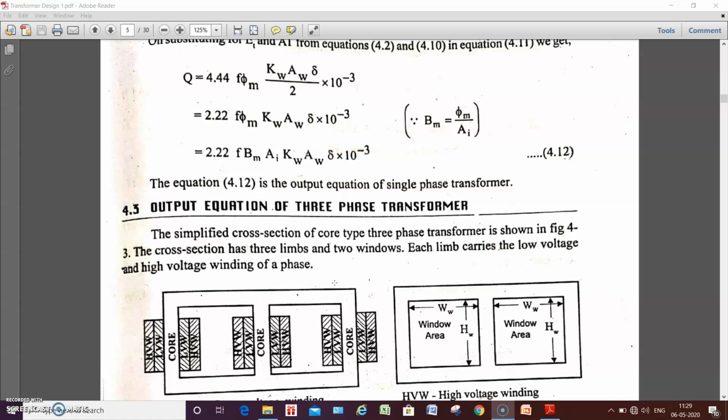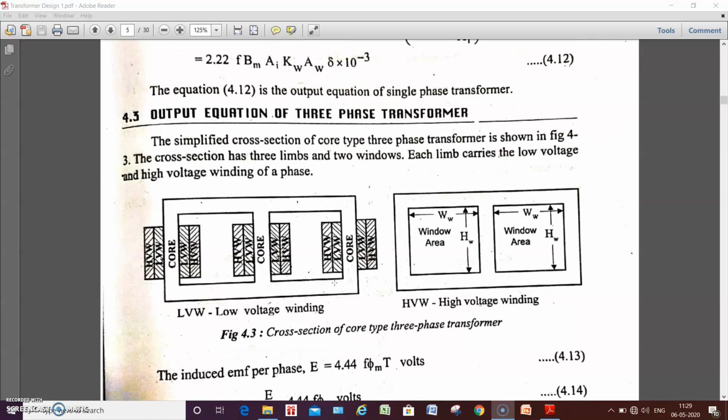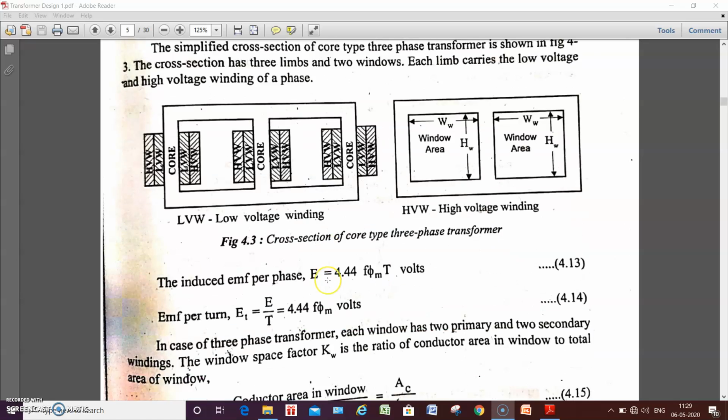The same technique is going to be applied to the three-phase transformer. As far as the construction is concerned, one more window will be added to a three-phase transformer, so that 3 legs will be formed now. So here again one more window will be added. By keeping this in mind, you can derive the output equation of the three-phase transformer.